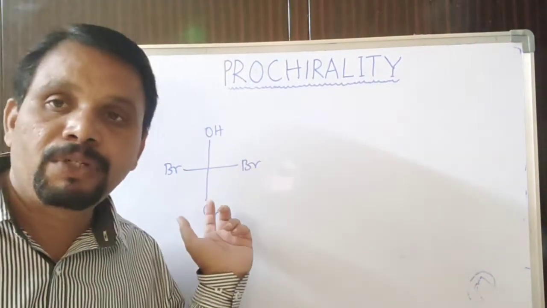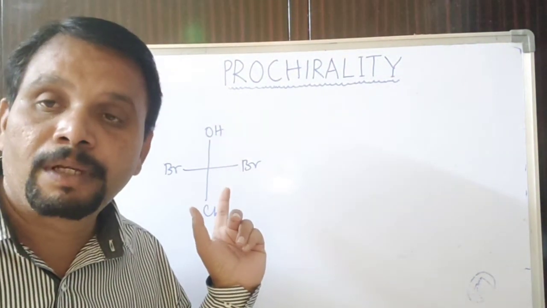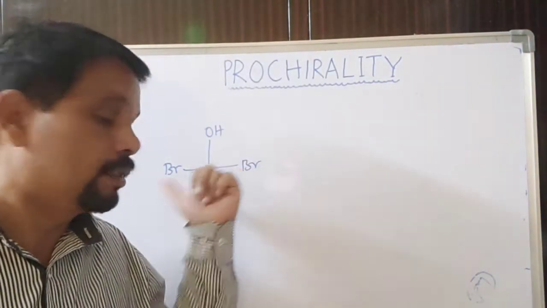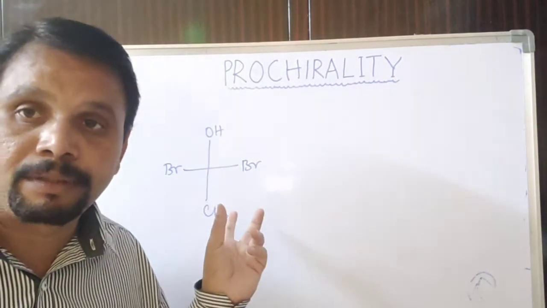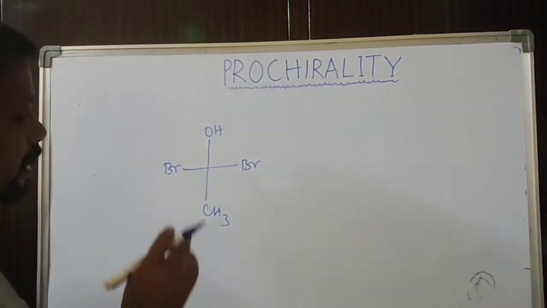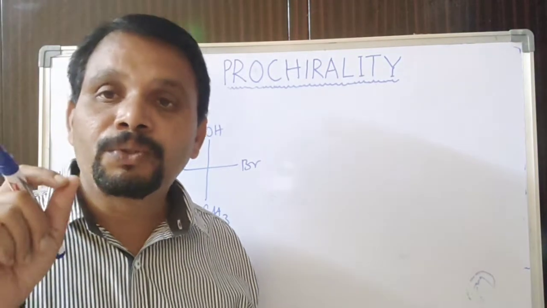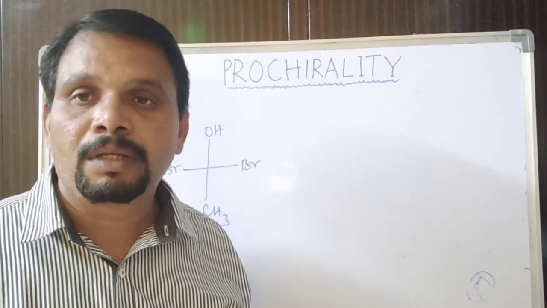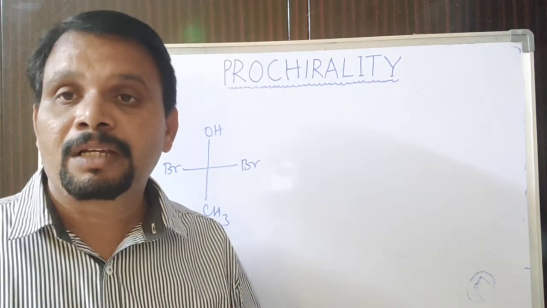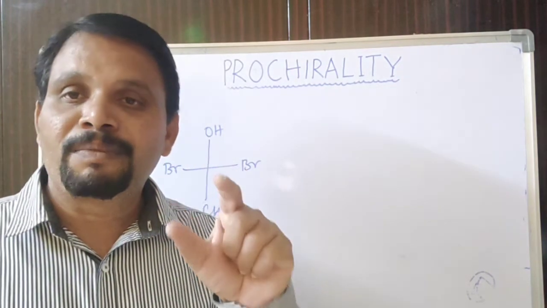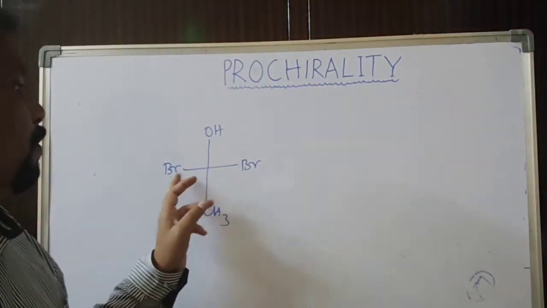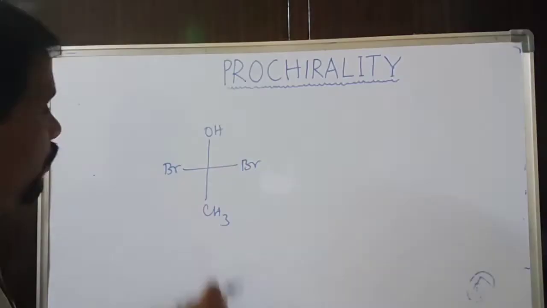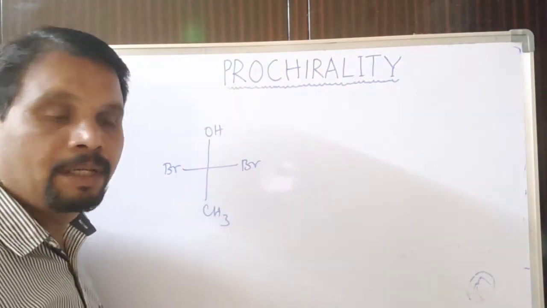Okay, so here which one is the highest priority group among these? It's the bromine, obviously, because its atomic number is more than any other, more than oxygen and carbon. So in the first step you need to identify stereoheterotopic units in that molecule. Stereoheterotopic units should be similar and two. In this, which are the two similar groups? Bromine and bromine. So therefore bromines are the stereoheterotopic units in this.